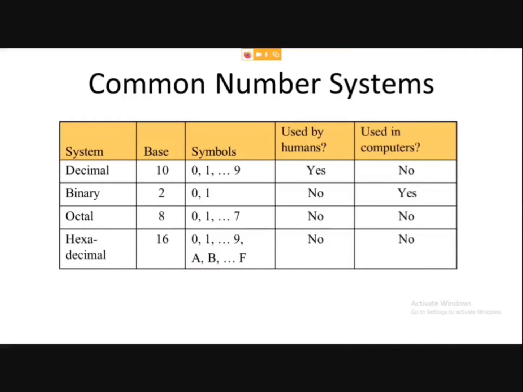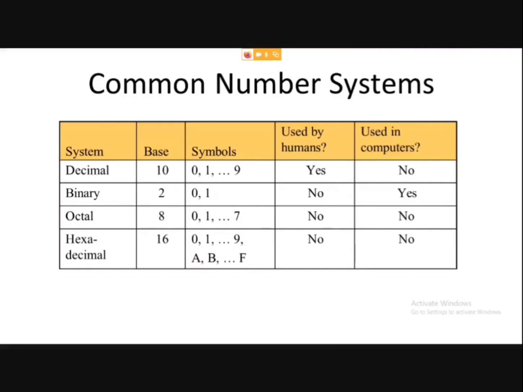So we have to understand what is the base of every number system. So base is the number of symbols which are being offered by a number system. So by decimal we mean that it is offering us 10 symbols, binary is offering us 2 symbols, octal is offering us 8 symbols, and hexadecimal is offering us 16 symbols.